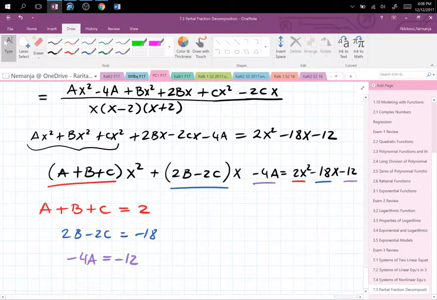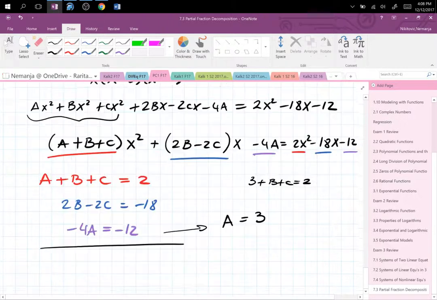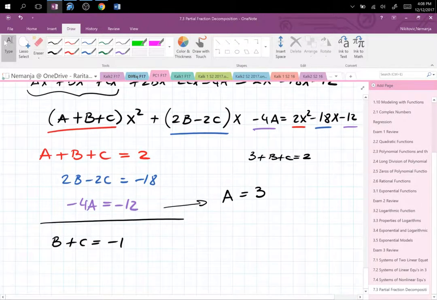And we're lucky again, right? No need for, I don't know, black magic or whatever, because we have a is 3. Right off the bat, a is 3. Negative 12 divided by negative 4. And now, we plug that in here, so I have 3 plus b plus c equals to 2, which gives me b plus c is negative 1. And the second equation is already simplified.